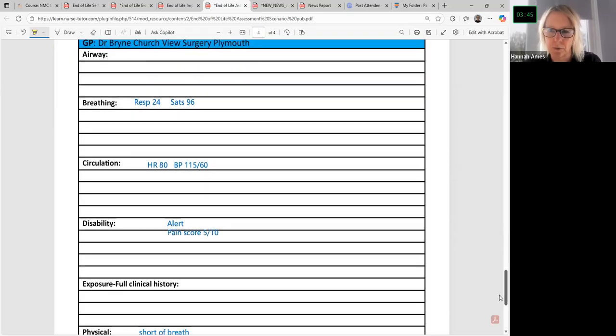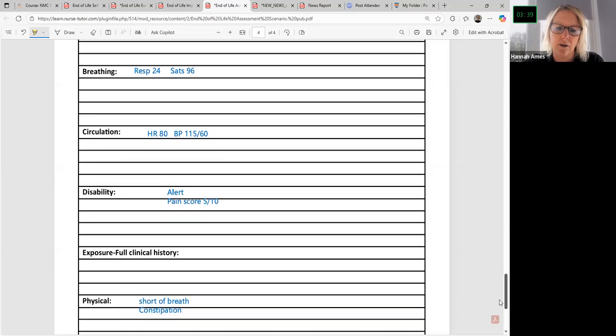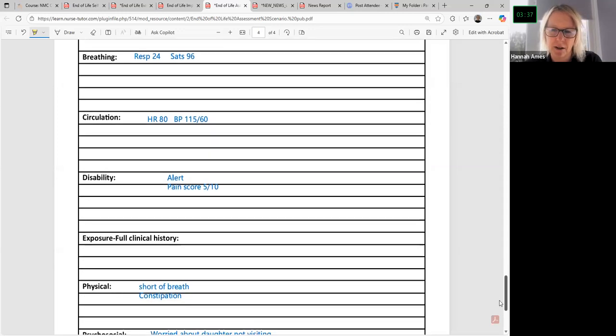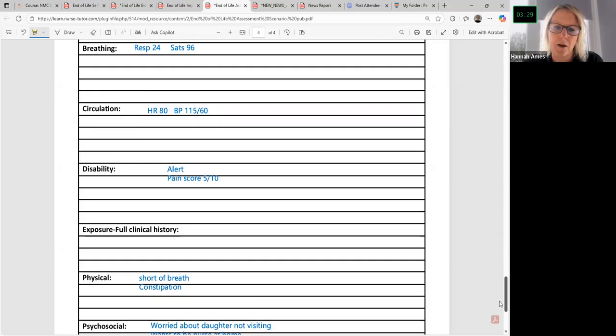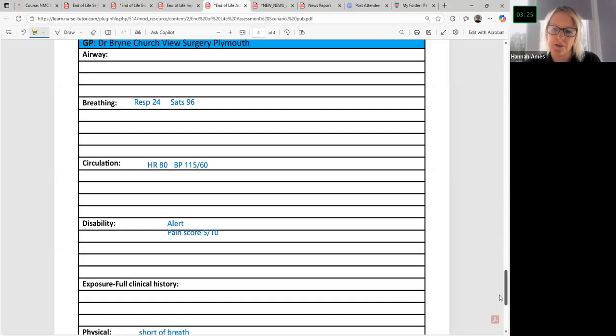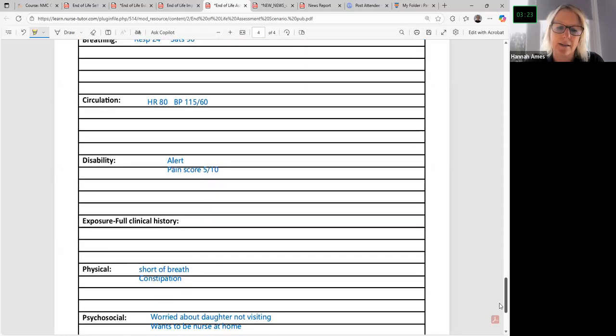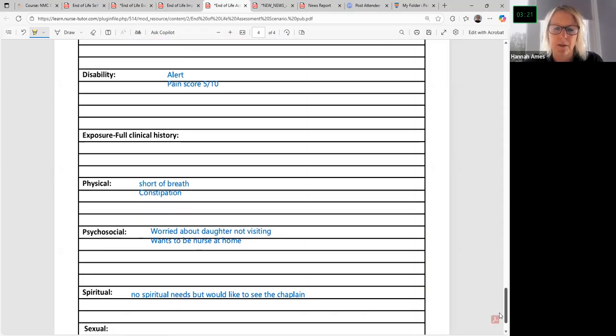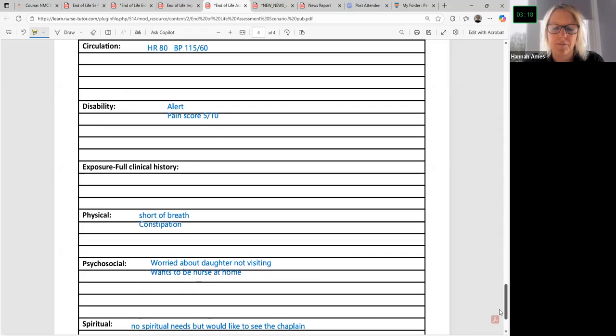Blood sugar was normal. Urine output was slightly decreased, but she hadn't had much to eat or drink leading up to this. On exposure, she had a fairly distended abdomen due to constipation, but no other wounds or injuries. Her NEWS score was 2 because of her respiratory rate, and like I said, pain score was 5. She had physical issues with shortness of breath, constipation and pain.